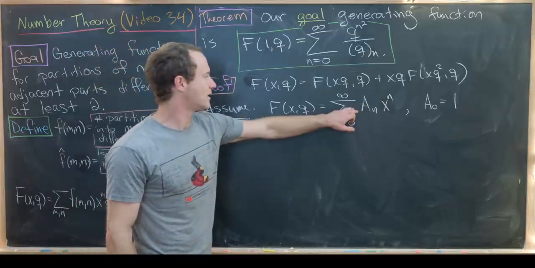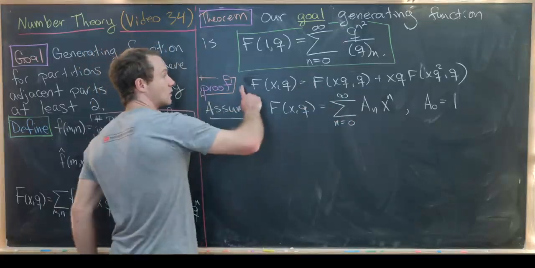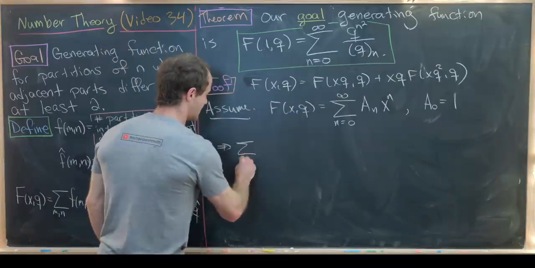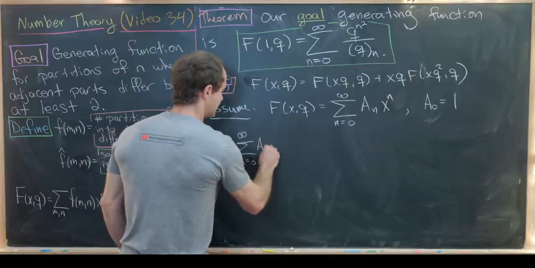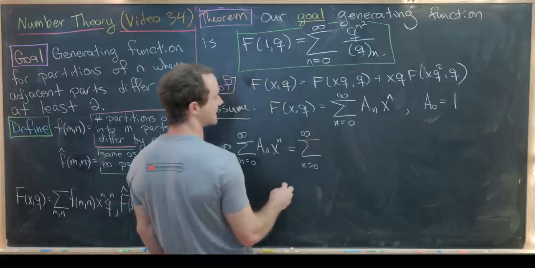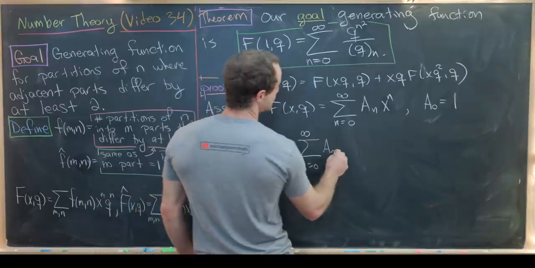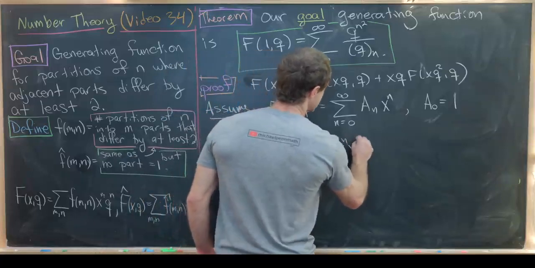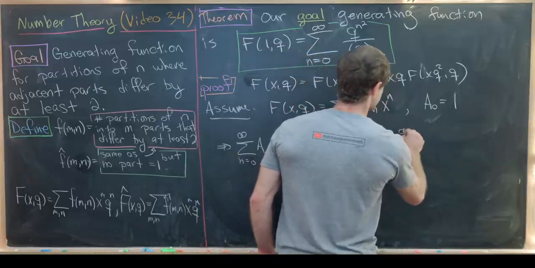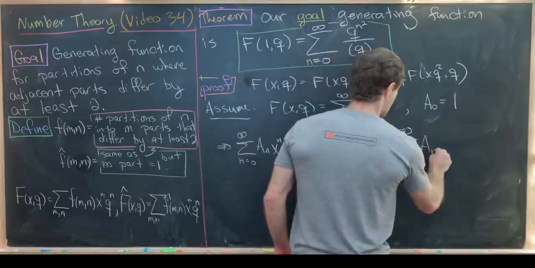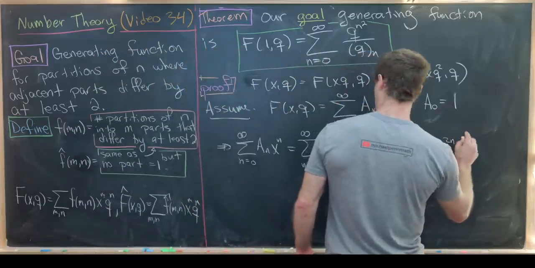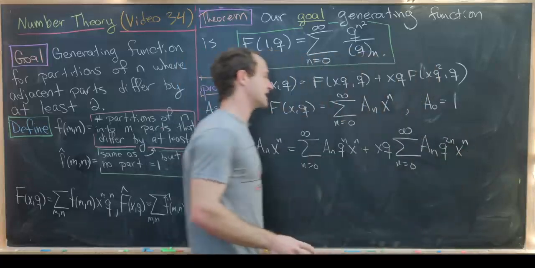Okay, so now we'll plug this expansion into our recursion or our difference equation up here, and that will give us the sum as n goes from 0 up to infinity of a_n x^n equals the sum as n goes from 0 to infinity of a_n q^n x^n plus x times q times the sum as n goes from 0 to infinity of a_n. And then let's see what we've got here. We've got q^(2n) and then x^n. So we've got something like that.